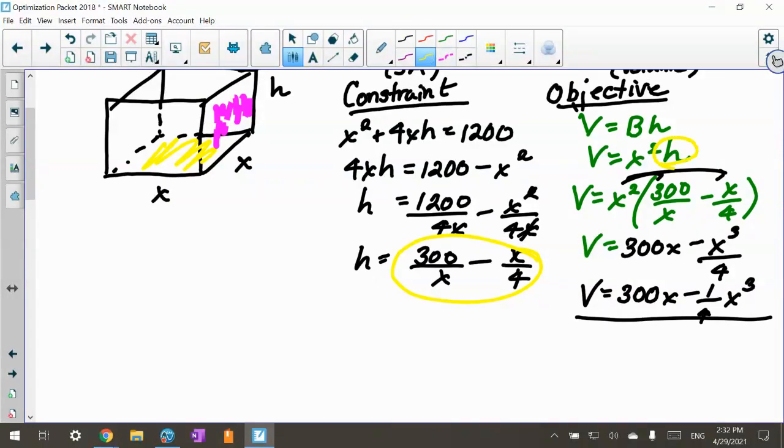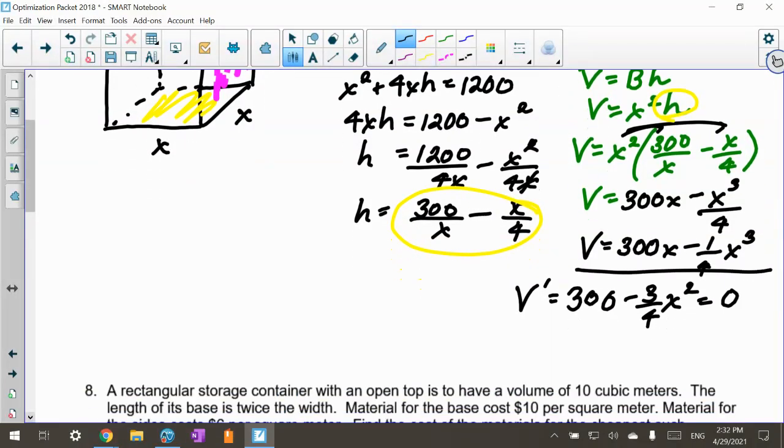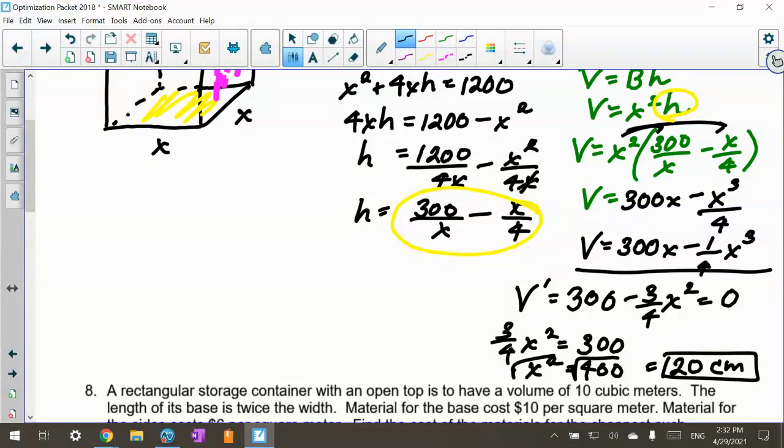We have to find the max volume, so I've got to do V prime. When I do V prime, I get 300 minus 3/4 x squared. Put that equal to 0. So I've got 3/4 x squared equals 300. Multiply both sides by 4/3. I get x squared equals 400. Then I take the square root of both sides, which is really plus or minus, but you don't need to do that if we're talking about the size of a box. So it's going to be 20 centimeters for the side of the box.